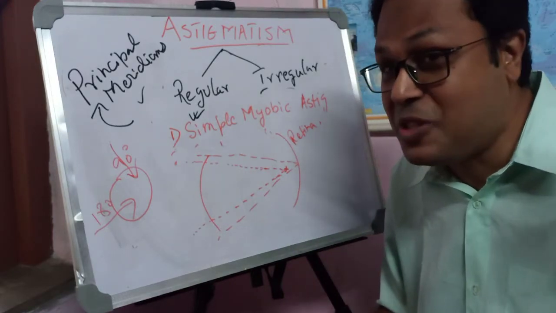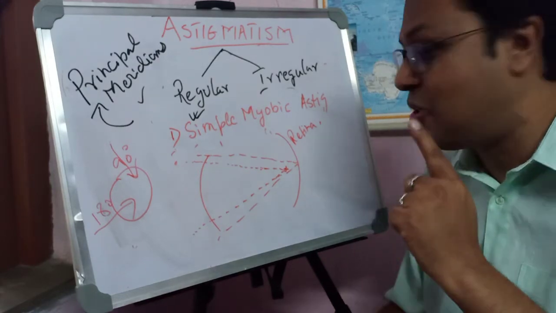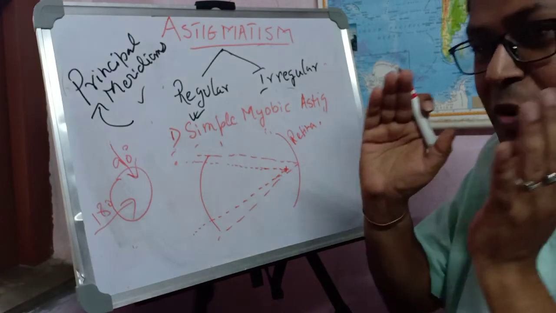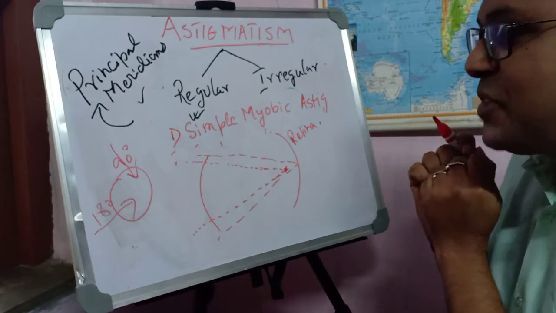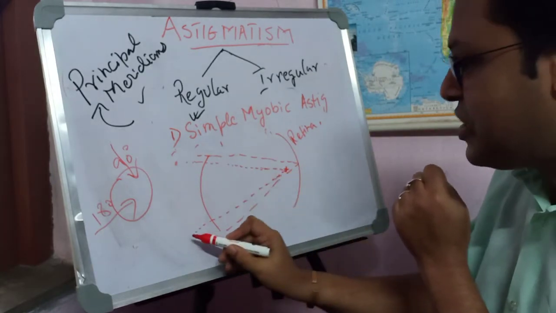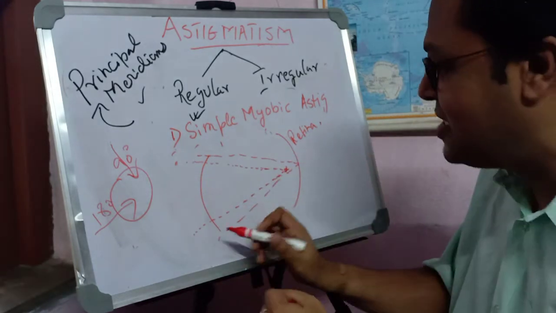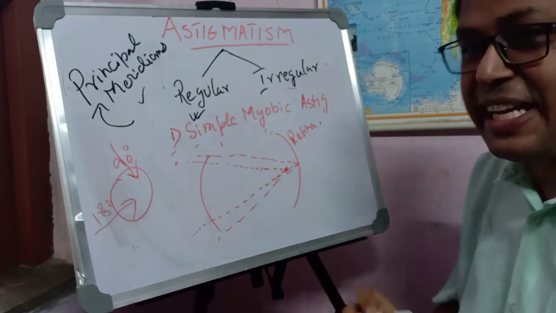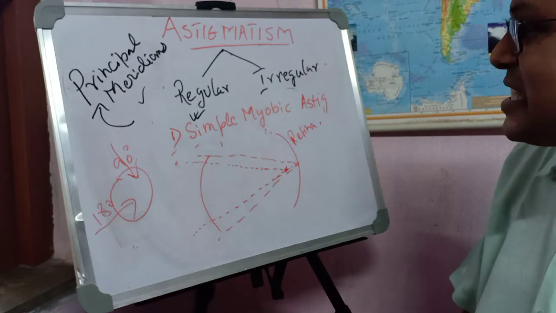Remember, I use the word principal meridian. The rays of light that travel through the other principal meridian are not reaching the retina. So one ray of light going through the cornea is reaching the retina, while the rays of light that go through the other meridian are not reaching the retina. So now you have a line, you have two focal points, and that's called simple myopic astigmatism.